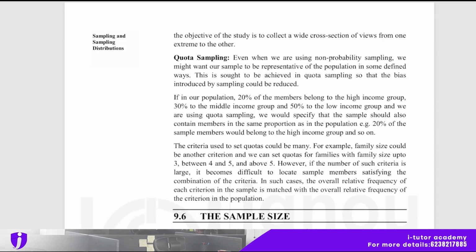Quota sampling. Even when we are using non-probability sampling, we might want our sample to be representative of the population in some defined way. This is sought to be achieved in quota sampling so that the bias introduced by sampling could be reduced.